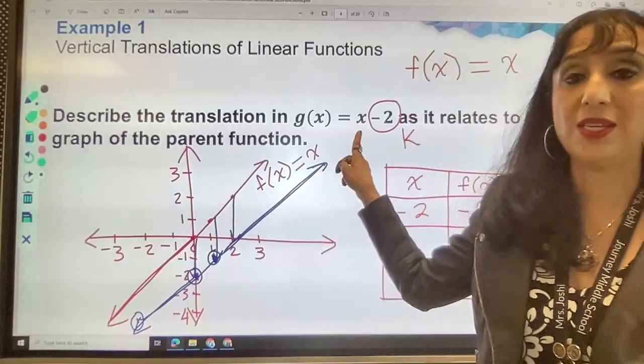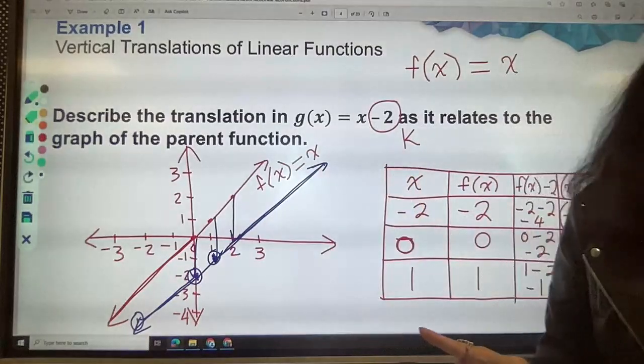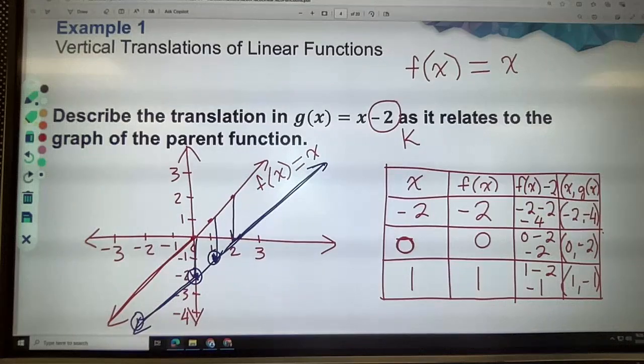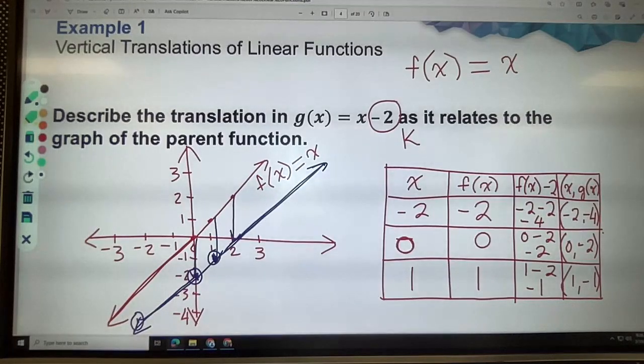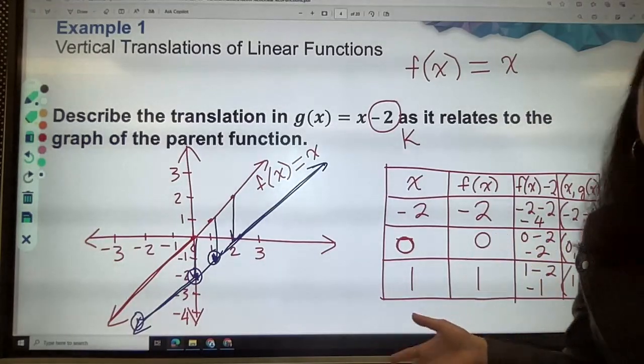And that's what this is because it's not grouped with x over here. Because it's not grouped with x, it is k of x, the output or y values, and therefore the graph is translated 2 units down.